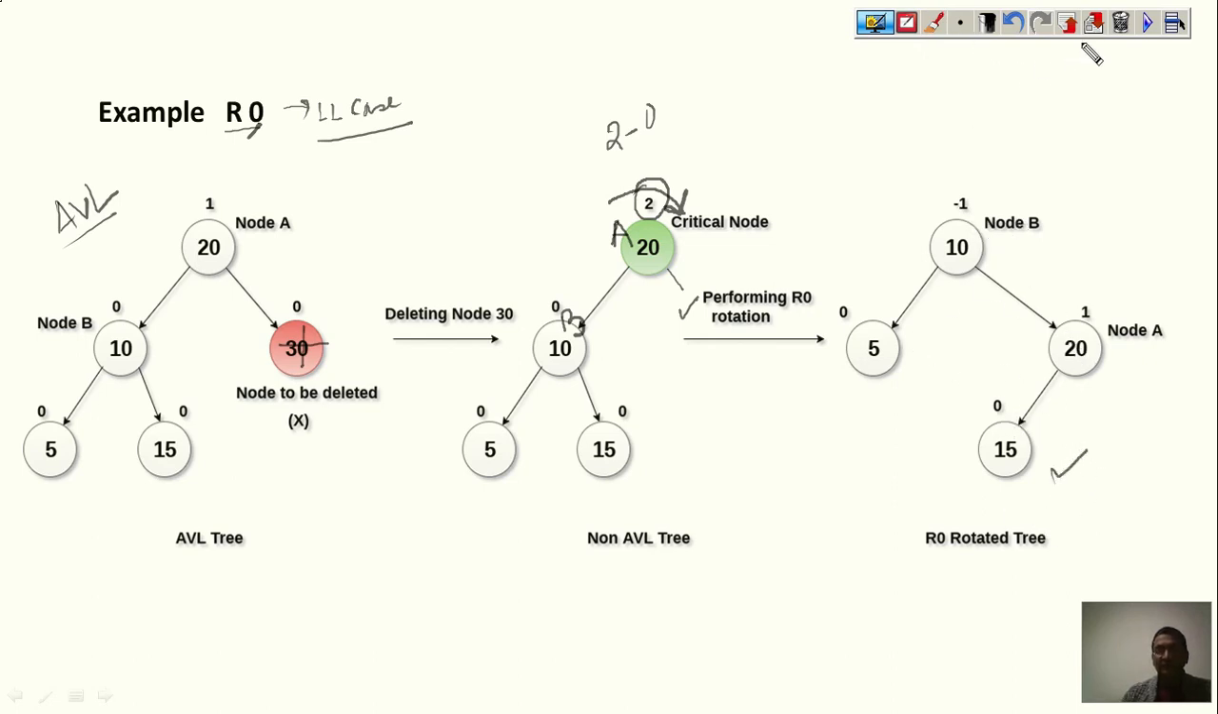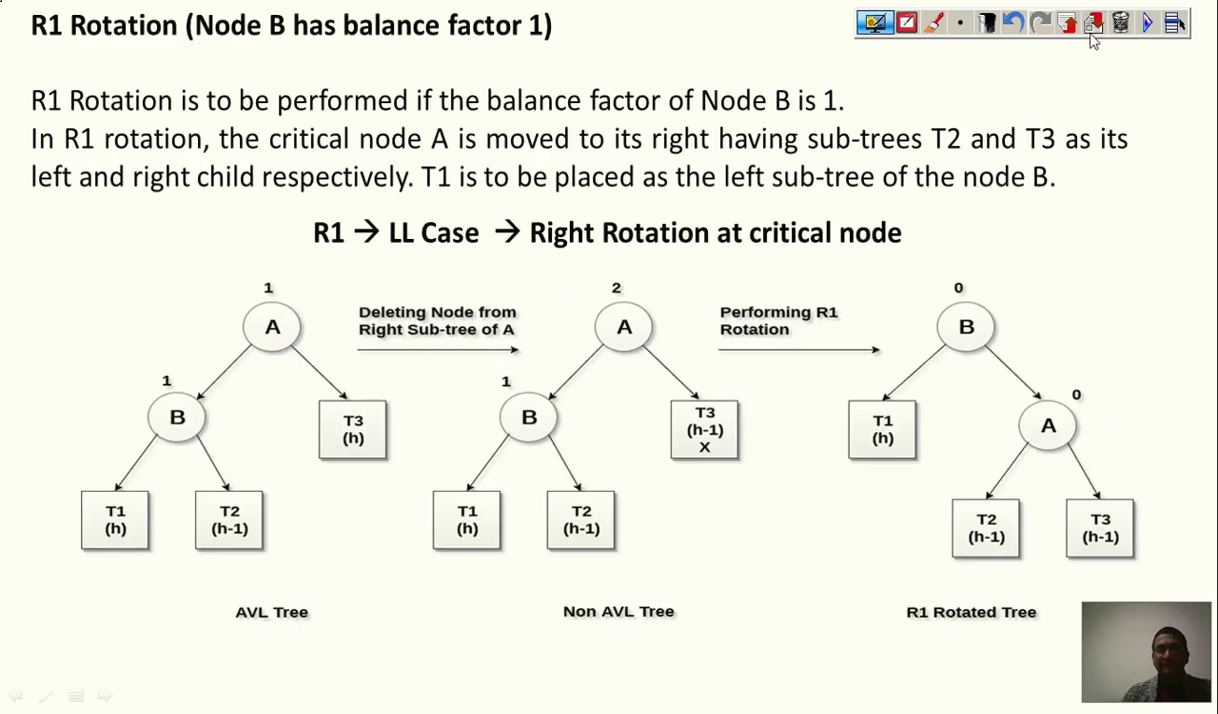Okay, so let us move to the next part. Now R1 rotation. As the name suggests, this 1 is basically referring to the balancing factor of the B node, and R means we are deleting a node from the right subtree. So R1 rotation is to be performed if the balancing factor of the node B is 1.